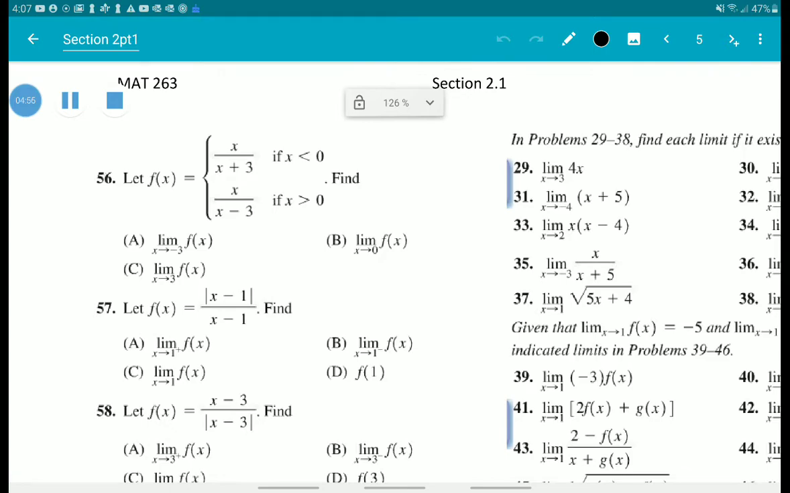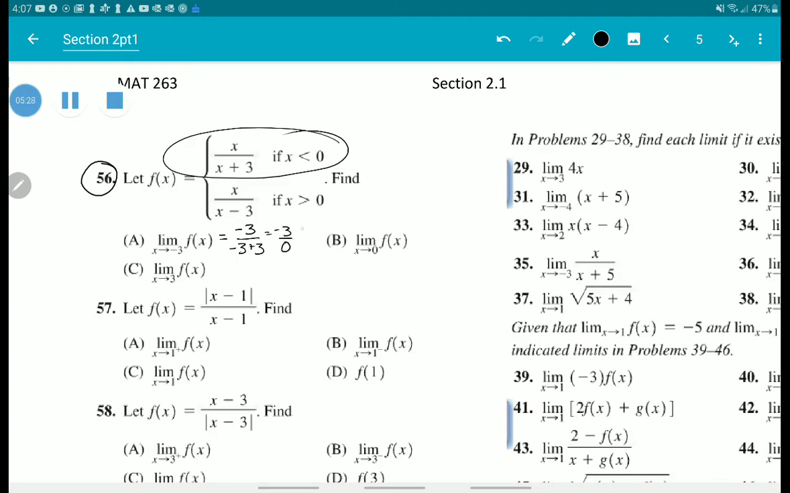Looking over here, let's look at 56. And this is where you may want to pause the video, try it, and then come back. So if we look at 56, we want to take the limit as x approaches -3. You've got to figure out which piece do I use. Well, -3 would fall in this domain. So I've got to use that top piece. So I'm going to have -3 over -3 plus 3. -3 over 0 does not exist. We know we can't divide by 0.